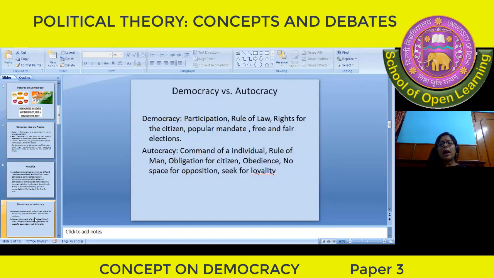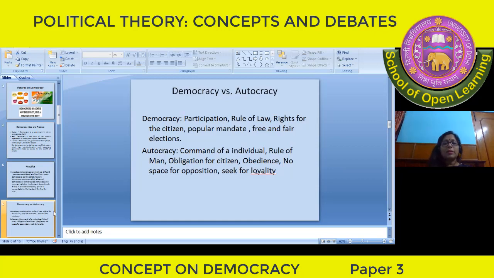If you want to go deeper into the subject, you can now differentiate between democracy and autocracy. Democracy has a participatory nature. You practice it day to day in activity, you debate, you discuss. Then you talk about rule of law, popular mandate, and free and fair elections. For free and fair elections, we have an election commission to look at it. There are many things in democracy.